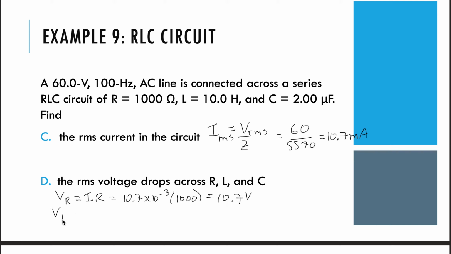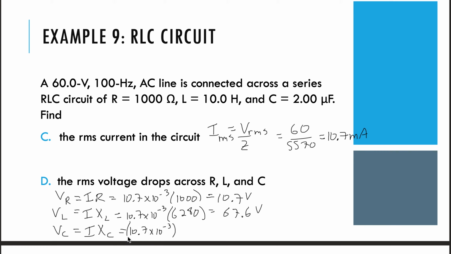And then the voltage across the inductor. That's going to be the current times the inductive reactance. Same current here, 10.7 times 10 to the negative 3, then the inductive reactance that we found, 6280 ohms. Multiply those together, and that's going to give us 67.6 volts. And finally, the voltage across the capacitor is the current times the capacitive reactance. Multiply the current that we just found times the capacitive reactance that we found earlier, which was 796 ohms. That's going to give us 8.52 volts.